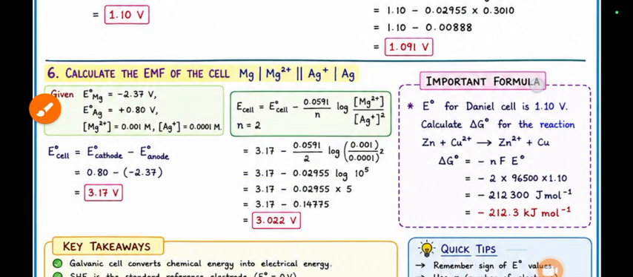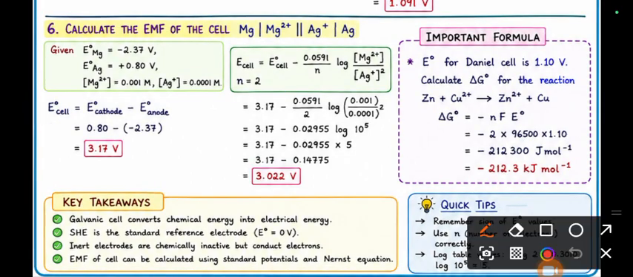We have one more numerical here based on this question. Calculate the EMF of the cell. This is a symbolic notation of the cell, where electrode potential of magnesium is minus 2.37 volts. Electrode potential of silver is plus 0.80 volts. Magnesium ion concentration is 0.001 molar, and silver ion concentration is 0.0001 molar.